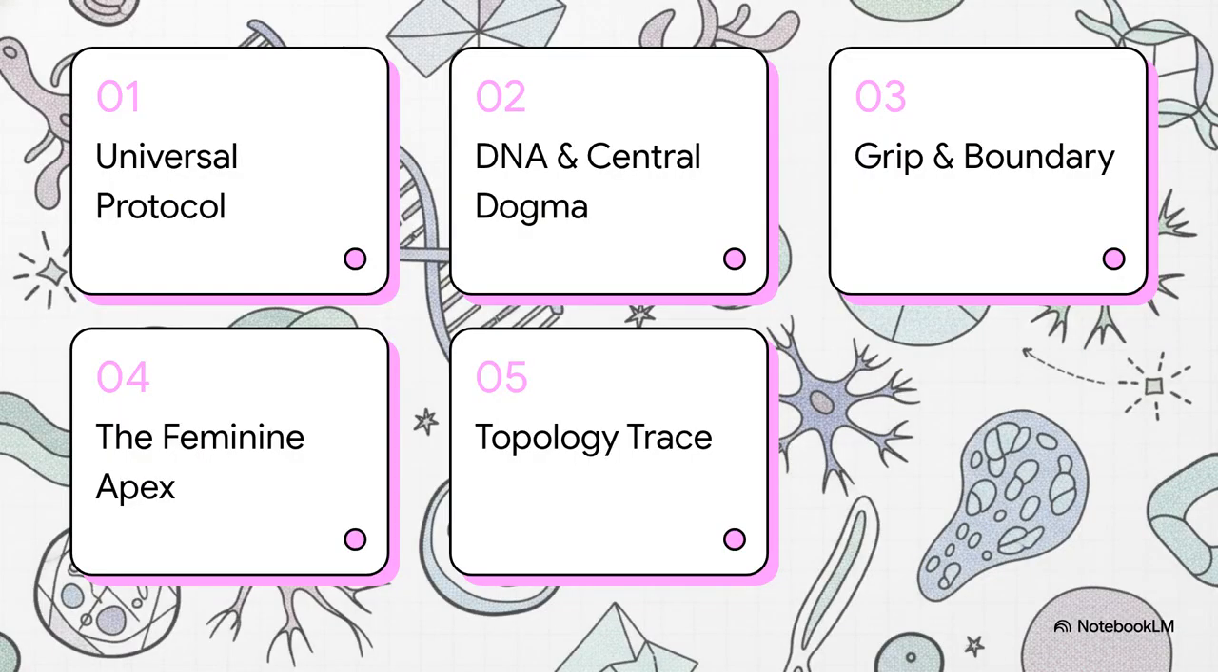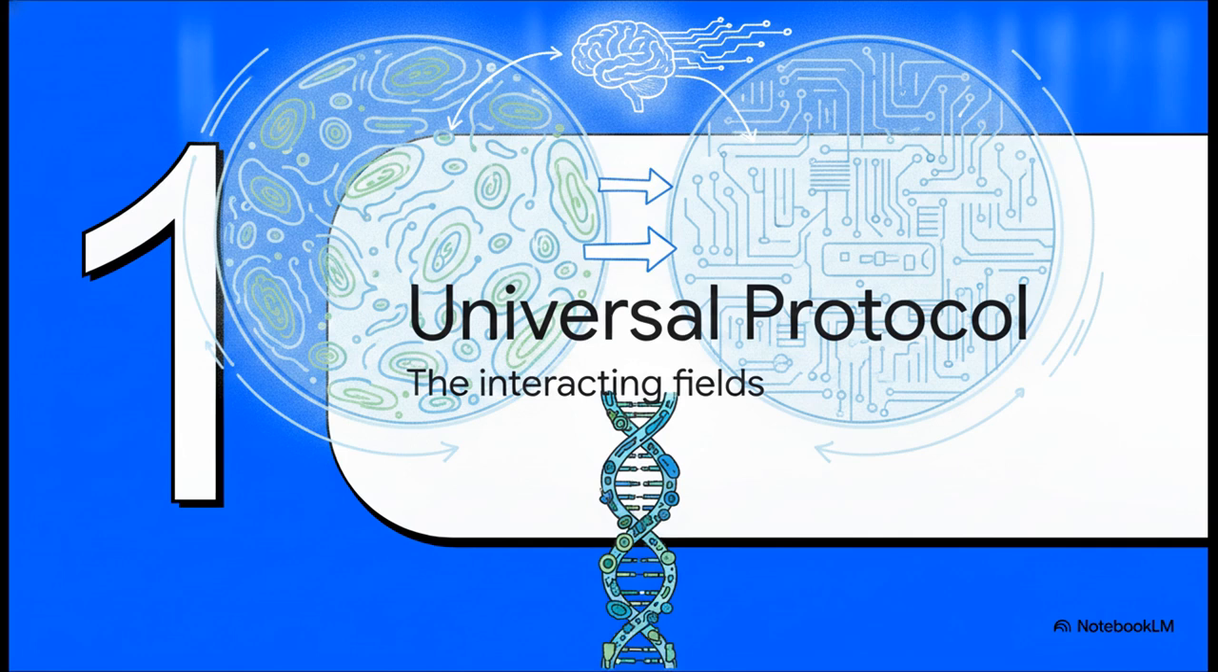To get there, here's our roadmap for today. We'll start with the universal protocol, then move through DNA and the central dogma, grip and boundary, the feminine apex, and finally, we'll wrap it all up with the full topology trace. All right, let's jump right into Section 1, the universal protocol.